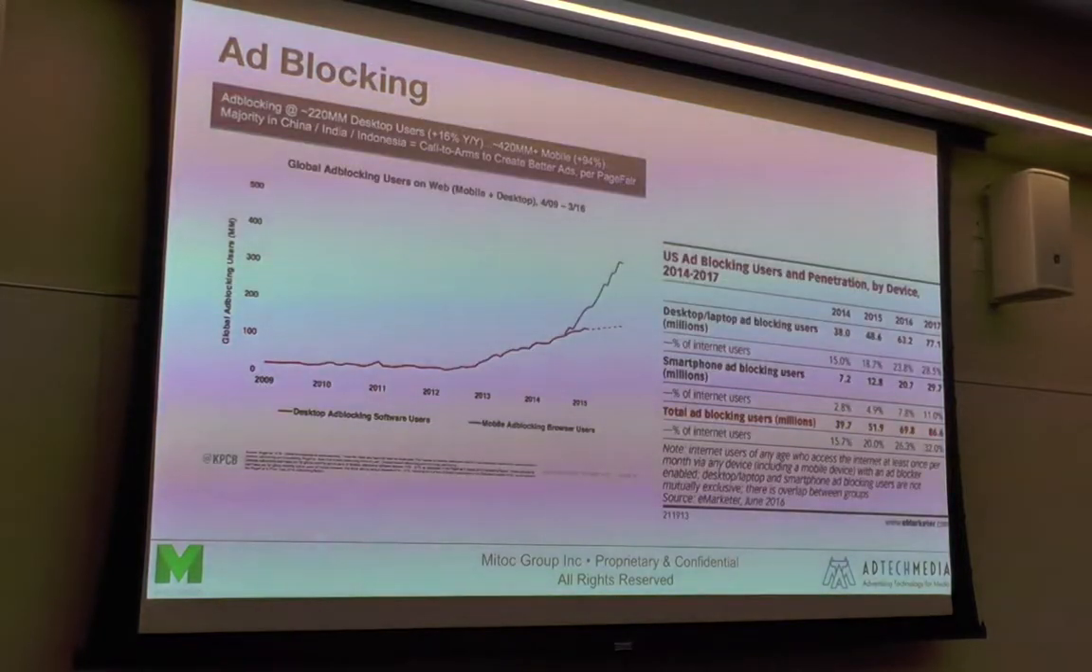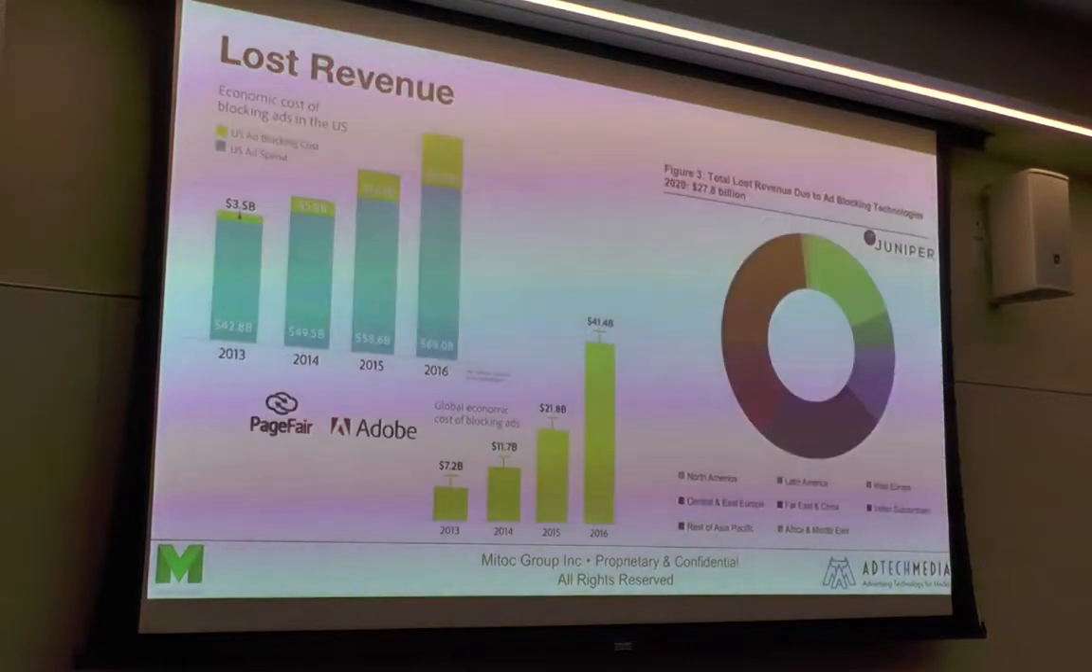So ad blocking is a big problem, and it actually started to take off a couple of years ago, back in 2013. Different research companies like eMarketer, like PageFair, say that at least in the US between 20% and 30% of desktop users are using ad blocking. On mobile it's even bigger, right?